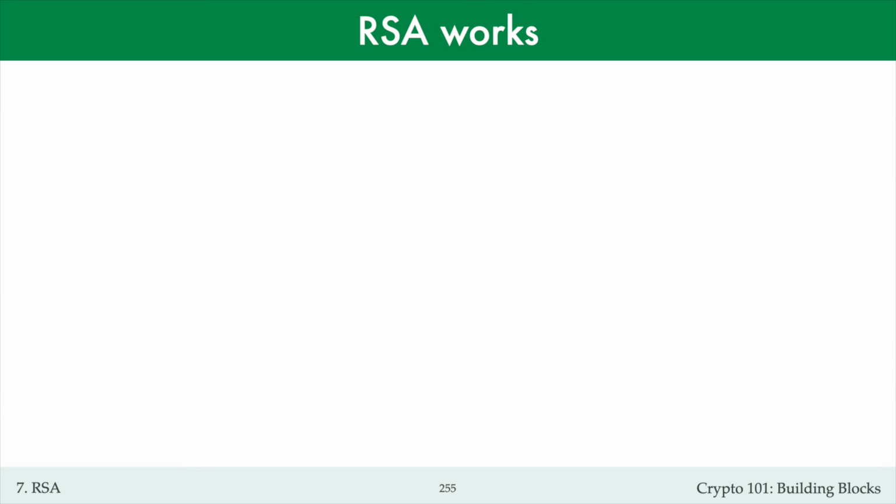Here is a proof that RSA works. We'll prove that for all integers m between 0 and n-1, if C is defined to be m to the power e modulo n, then C to the power d modulo n equals m. So when plaintext M is encrypted to ciphertext C, and then C is decrypted, you get back the plaintext M.